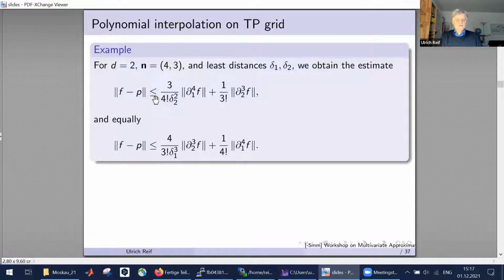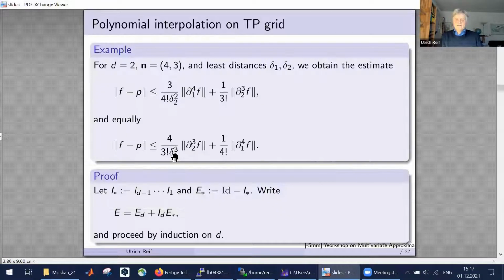Of course, you can exchange the role of x and y, and then you have this result. Now the x partial derivative is multiplied by a constant, but the y derivative sees now the least distance in x direction. So this result is also not perfect in a sense, and of course it's not symmetric. The interpolation process itself is completely symmetric, but the error estimate is not. The proof for this estimate is slightly more complicated. Let's say this is an advanced exercise for a master student, but it's also not so difficult.